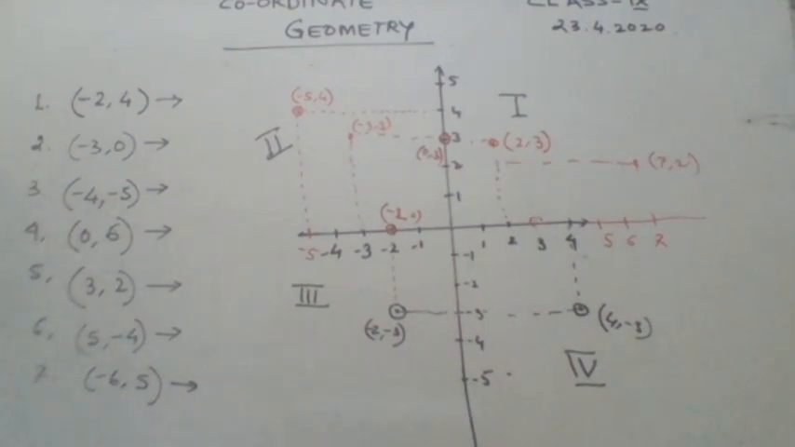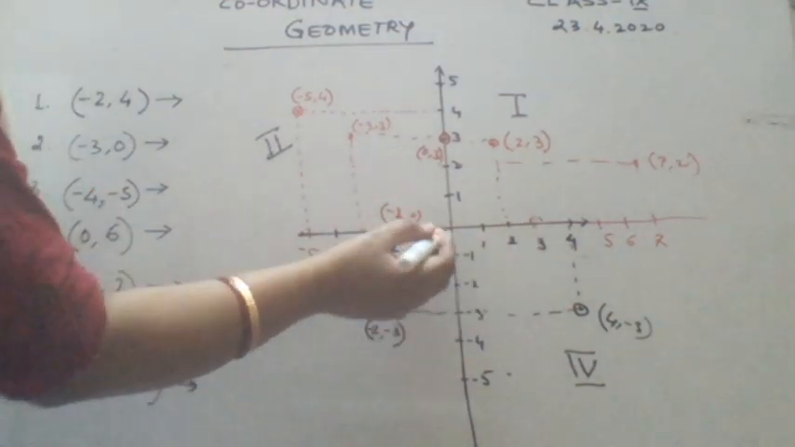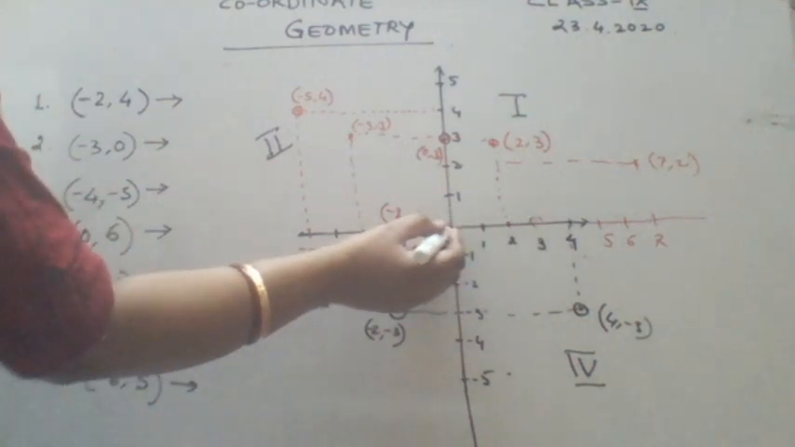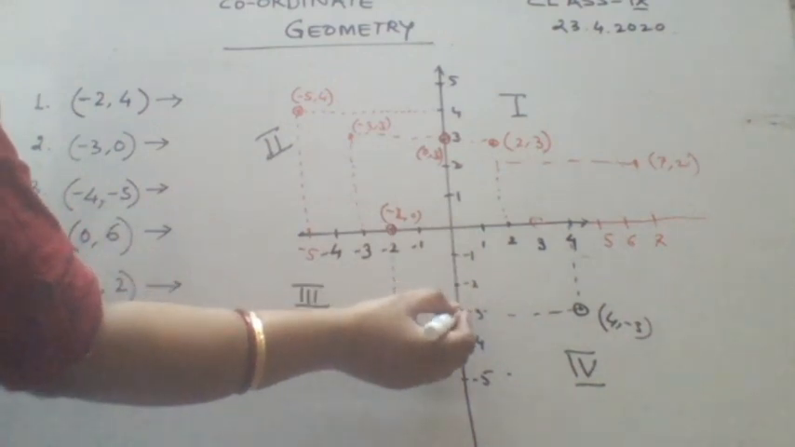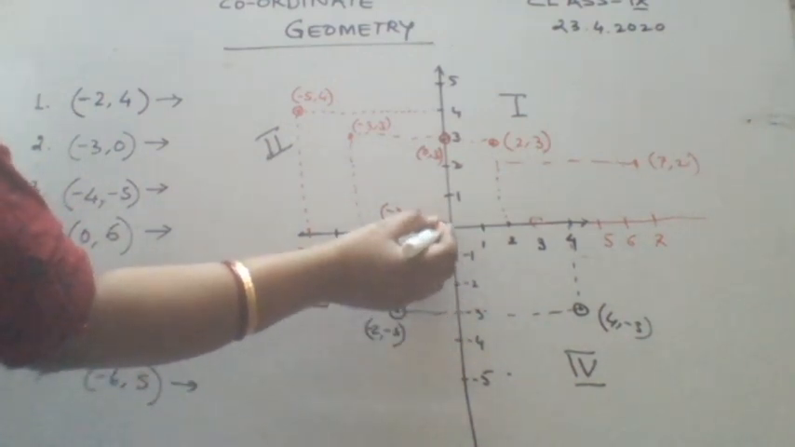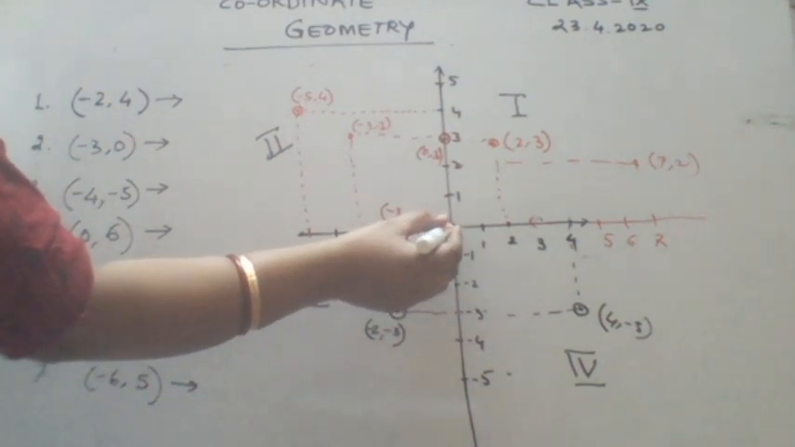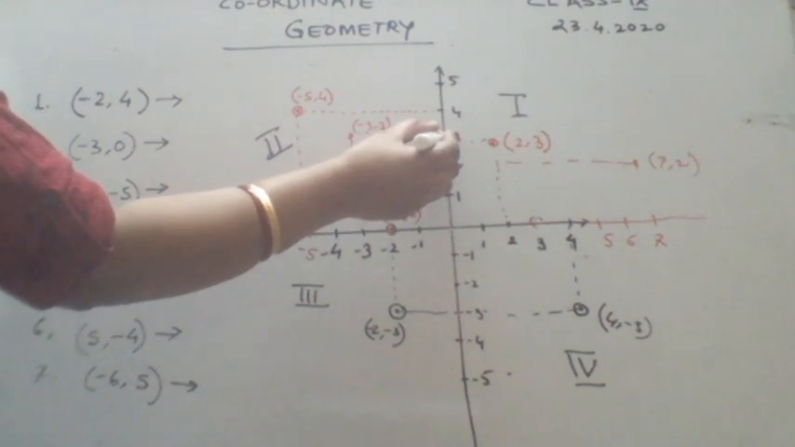One of you has asked me, ma'am, I am not able to understand 0 comma minus 3. Okay, for you, my dear student, 0 comma minus 3 means x is 0, and you go to the y-axis. If it is minus 3, then this point is going to be your 0 comma minus 3. And if it is 0 comma 3, then x is 0 over here, and you move to the y-axis, and that is 3.